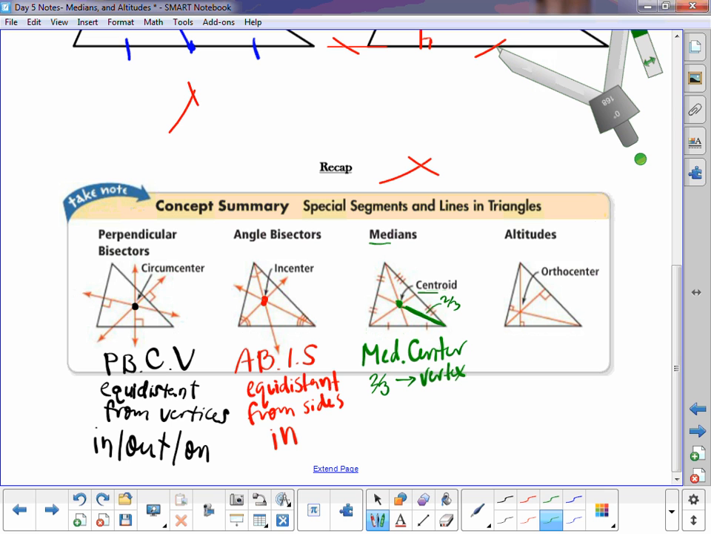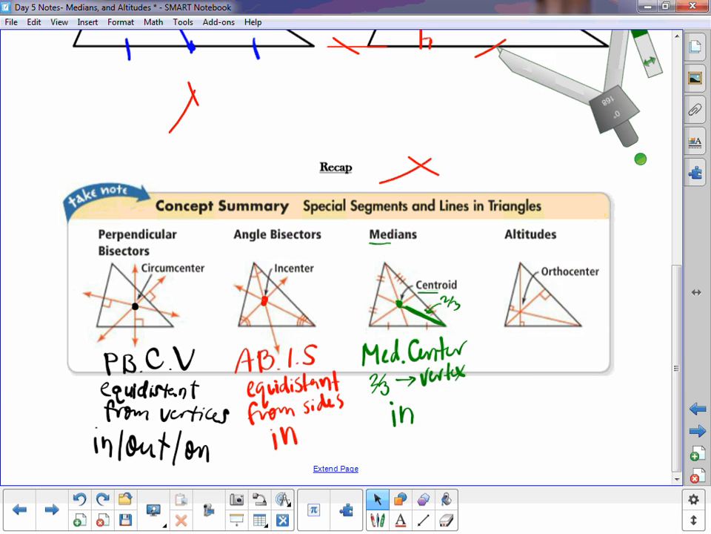Right, 2/3. And then, are my centroids in, out, on, or in? Always in. Because my midpoints are always stuck inside my medians.